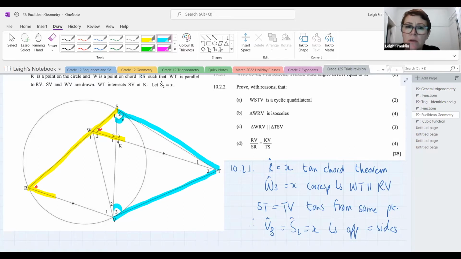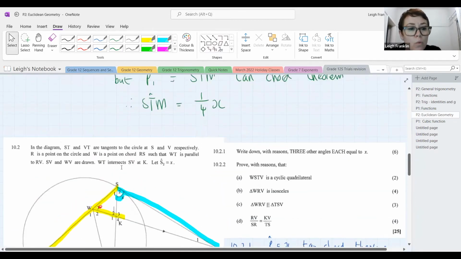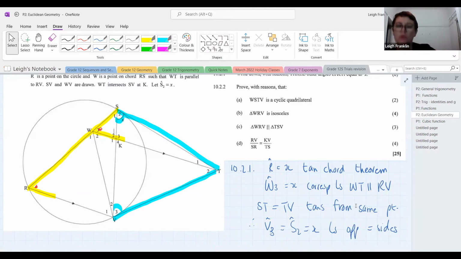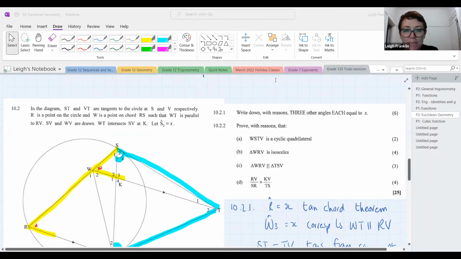Wait, did they say that? They don't say that, but what they tell us is that ST and VT are tangents. So we know that TS equals TV because they are tangents from the same point. So that means they're equal in length. So because they're equal in length, it means that S2 and V3 are equal because they are angles opposite equal sides. That's what it means. Okay. All right, happy with that. Okie dokie. Can you see that you're on a roll? Well done, girl.